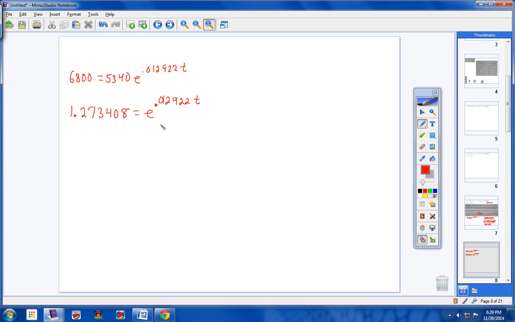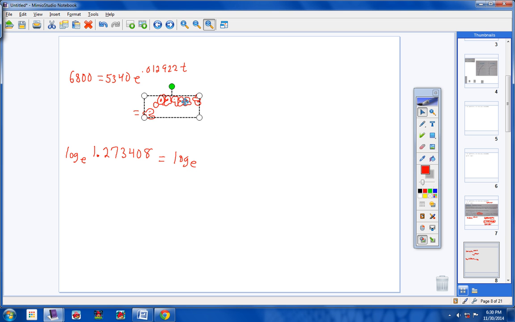The base of my unknown is e. So I'm going to take log base e of both sides. Remember, log base e equals sign log base e. And I chose log base e because the base of my unknown is e. Okay? So that's why it's so important you learn this last before fall break. Okay, so I take the log base e of both sides.